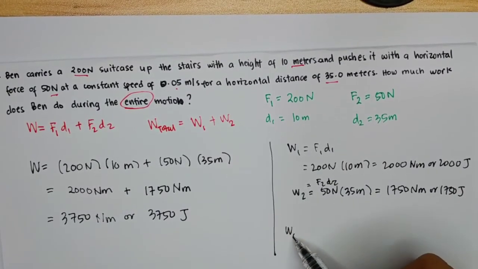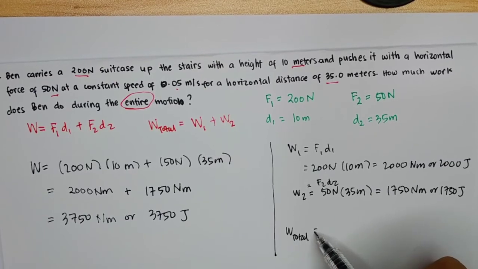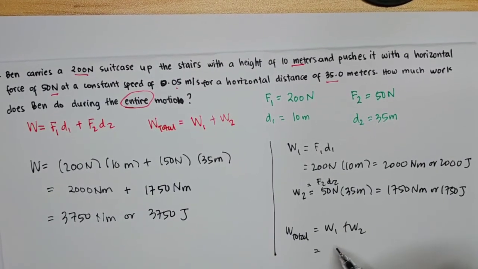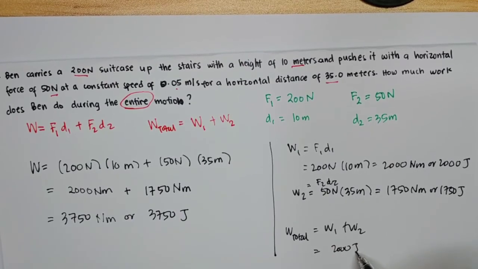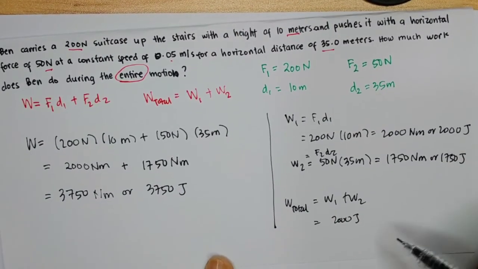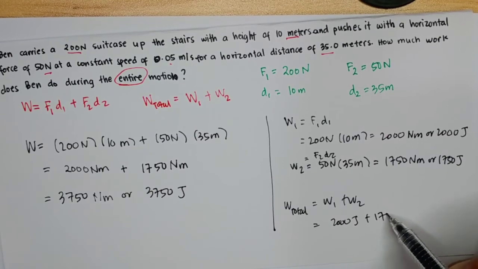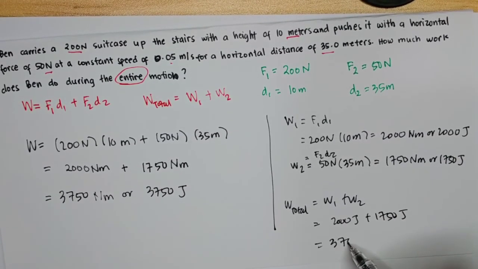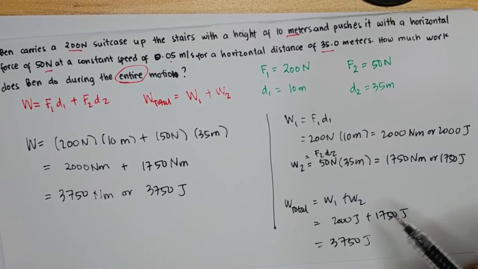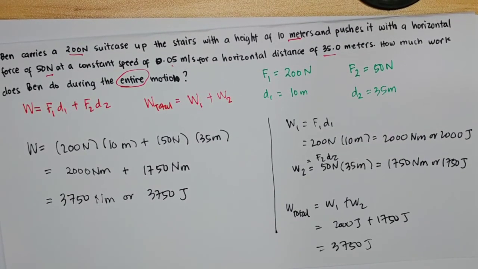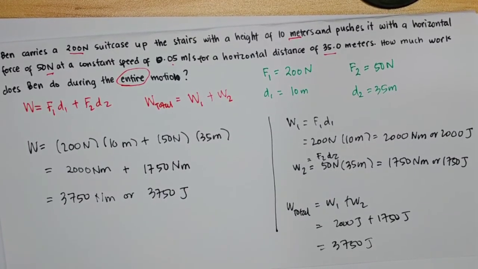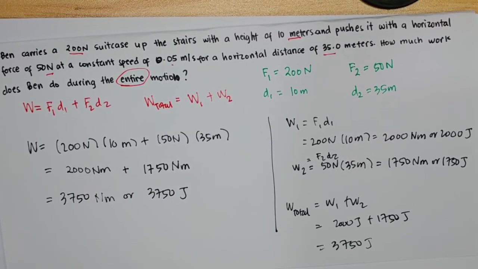So, total work done, we're going to add W1 plus W2. So, this is 2,000 joules plus 1,750 joules. That will be 3,750 joules. So, that is the total work done on the system. Okay? So, that's how we solve work. It's easy. We only have the formula.